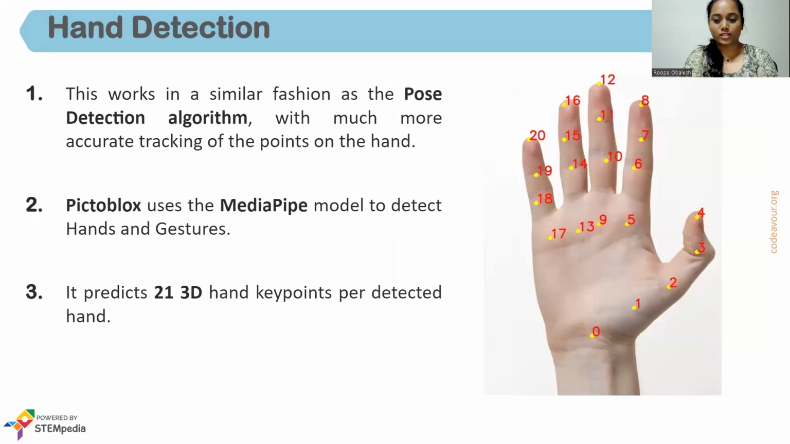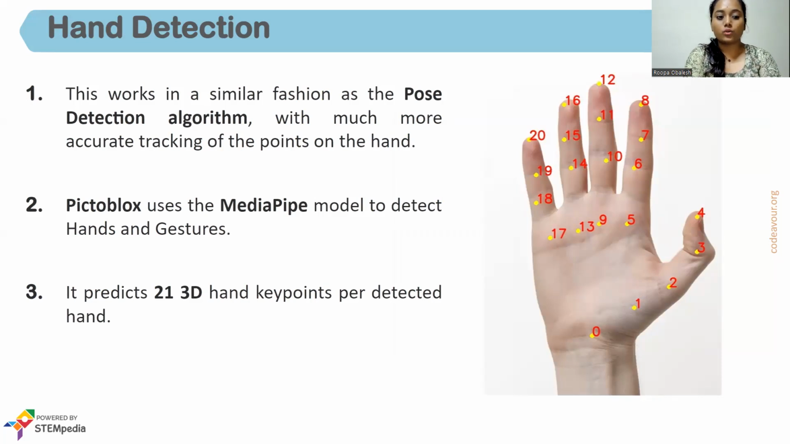Now hand detection. We understood how body postures work, so let us now understand hand detection as well. As we have 17 points in the human body, in this algorithm we will have 21 3D hand key points. This works similar to pose detection as we already saw, but with more accurate tracking points of the hand. In PictoBlox, MediaPipe is the model used to detect hand gestures.